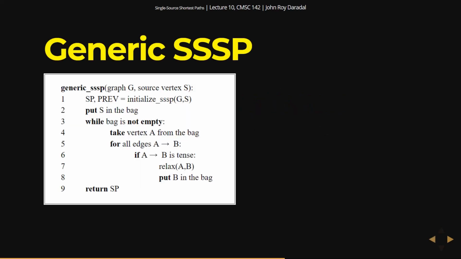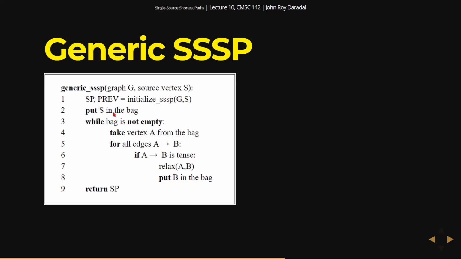Okay, so in the same way, SSSP also has a generic algorithm. Okay, so this is the generic SSSP algorithm. So you're given a graph G and a source vertex S. So the first thing that you'll do is initialize SSSP. So we will initialize the SP values and the previous values. So SP would be initialized to infinity, and then previous would be initialized to null, but then the SP of the source vertex would be set to 0, right? And then we'll put S in something called the bag.